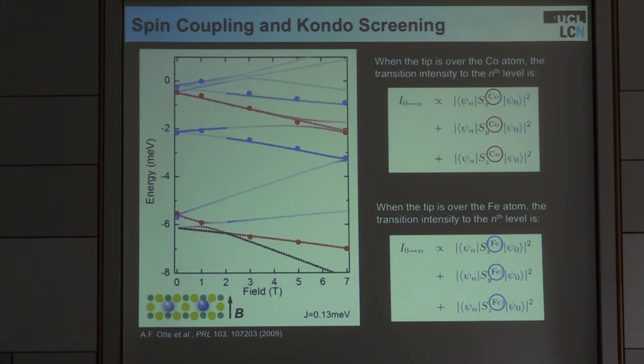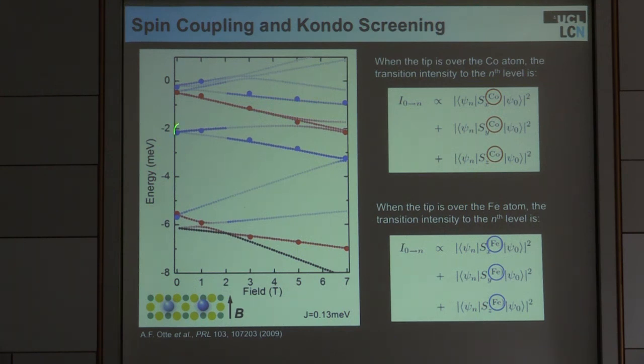What does that mean? That means that the excitations we see on the iron atom are completely different than the excitations that we see on the cobalt atom. And the reason for that is that what we're doing here is we're not exciting both spins simultaneously. We're literally exciting a single spin in this pair. And what that allows us to do is probe different excitation spectrums.